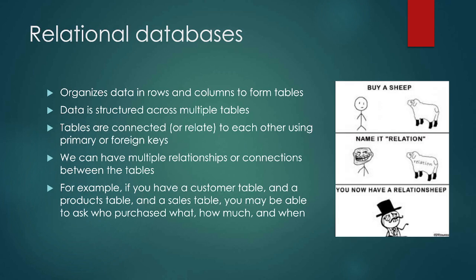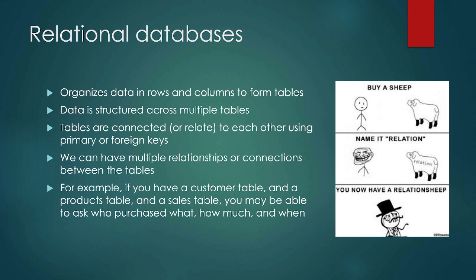A relational database specifically organizes data into rows and columns to form tables. That's going to look very similar to the spreadsheets that you've probably seen before. The data is going to be structured on multiple tables. So what's going to end up happening is we are actually going to be saving all of our data, likely in multiple tables, and when we ask questions about our data, we're going to ask questions of a specific table or several specific tables. Tables are connected or relate to each other using different types of keys. Multiple relationships or connections between the tables are possible.